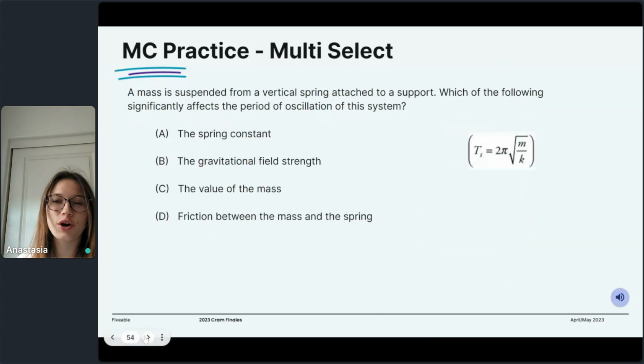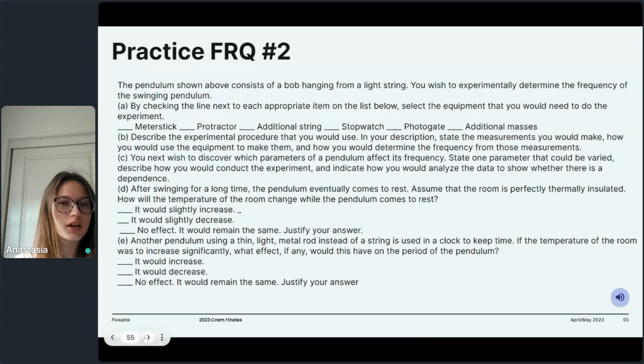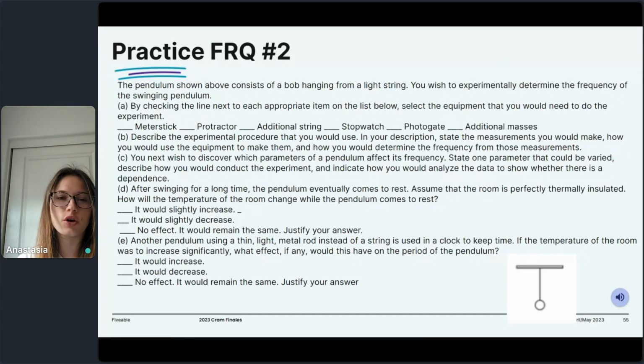All right, now we're going to be doing an FRQ. We're going to be doing an experimental design FRQ. I know a lot of people are confused on that, so we're going to be starting off with that.